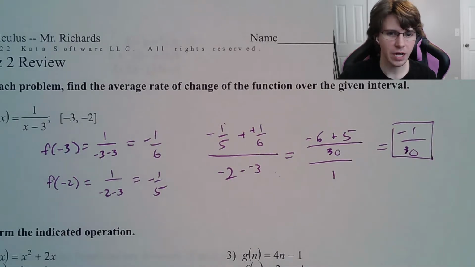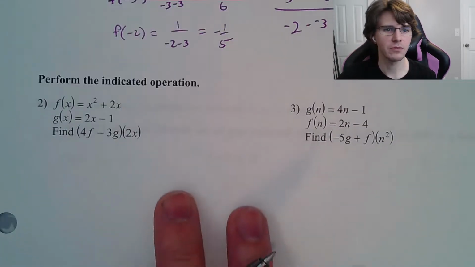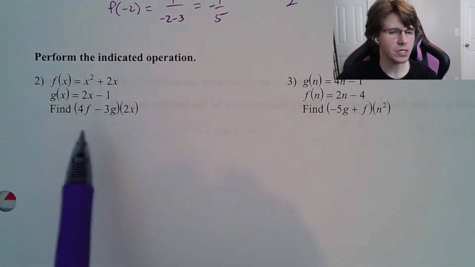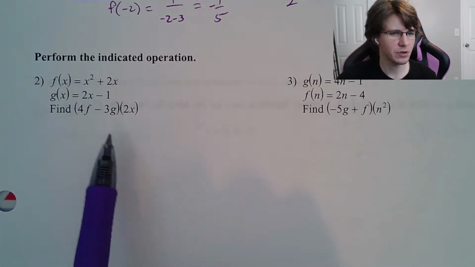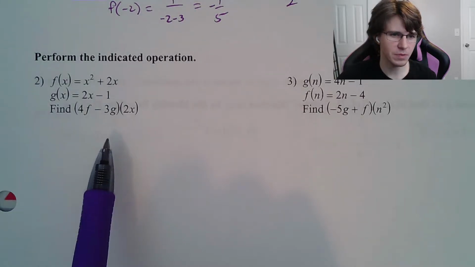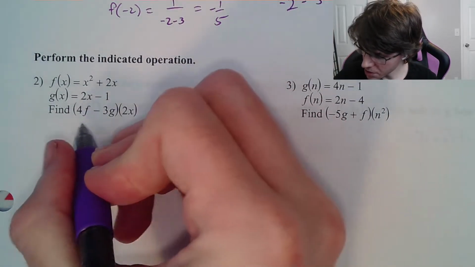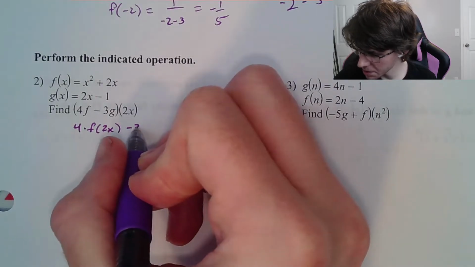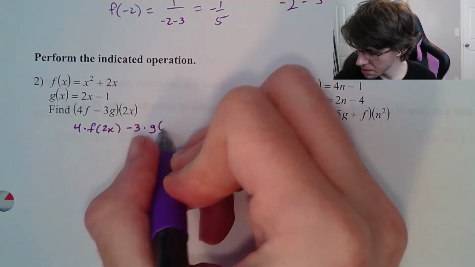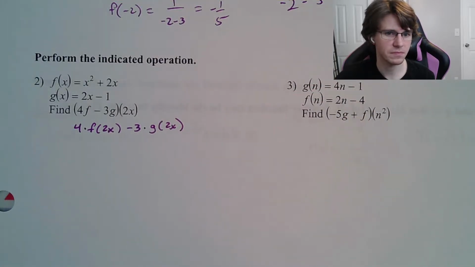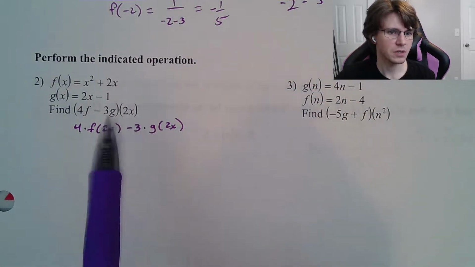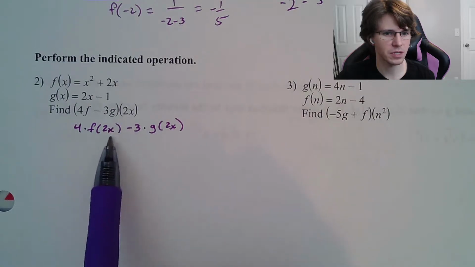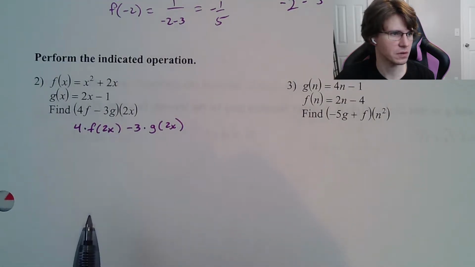Now we're on to the actual kind of new stuff. Performing an indicated operation. So first things first, these questions, you kind of start off similar to distributive property. It's not actually distributive property, but it's similar. The first thing is to rewrite this problem. So this is going to be 4 times f of 2x minus 3 times g of 2x. So again, the 4 is in front there, 3 is in front there, and the 2x goes on the inside of both f and g.